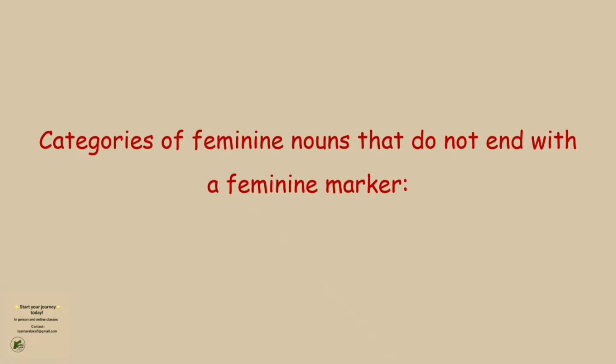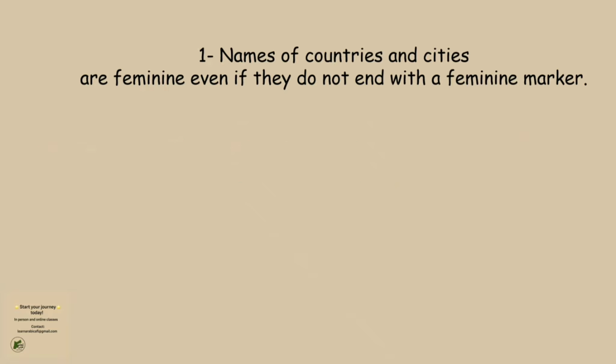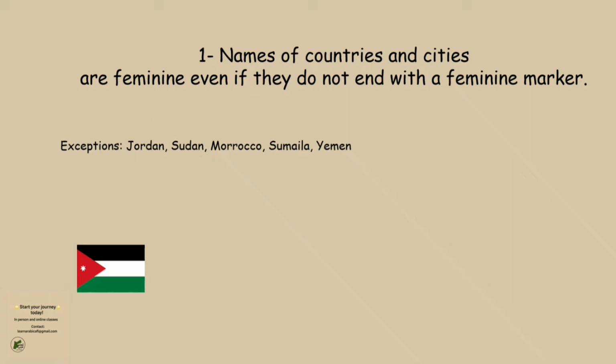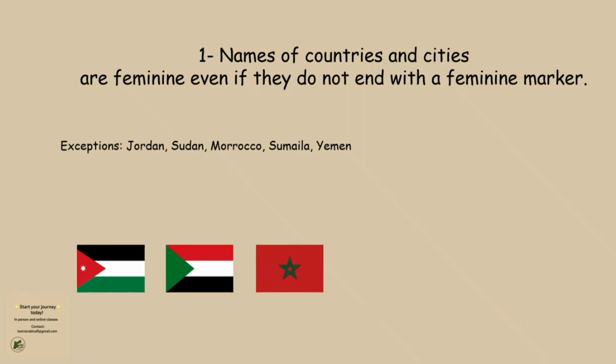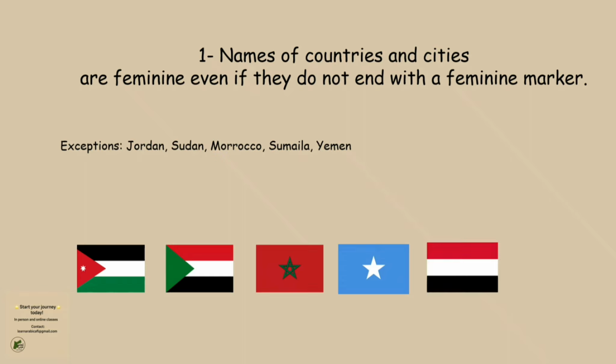However, we have some non-human nouns that do not end with the feminine marker but are feminine, and they are words in the following categories. First, names of countries and cities. They are feminine, except these five countries, they are masculine: الأردن, السودان, المغرب, الصومال, اليمن.